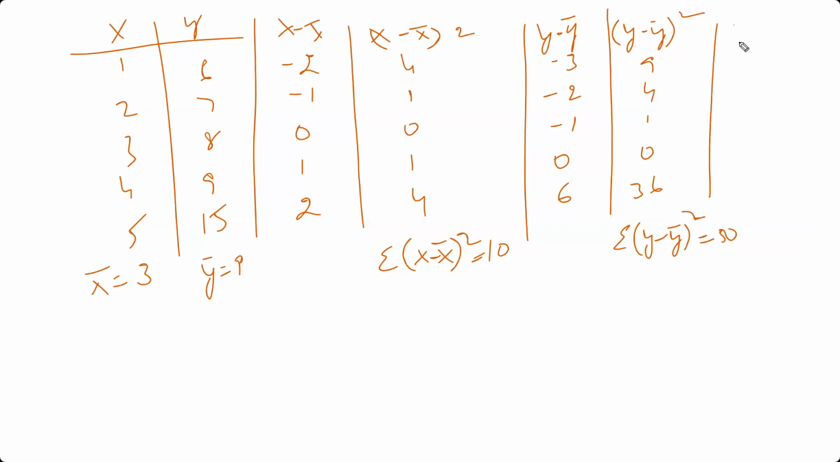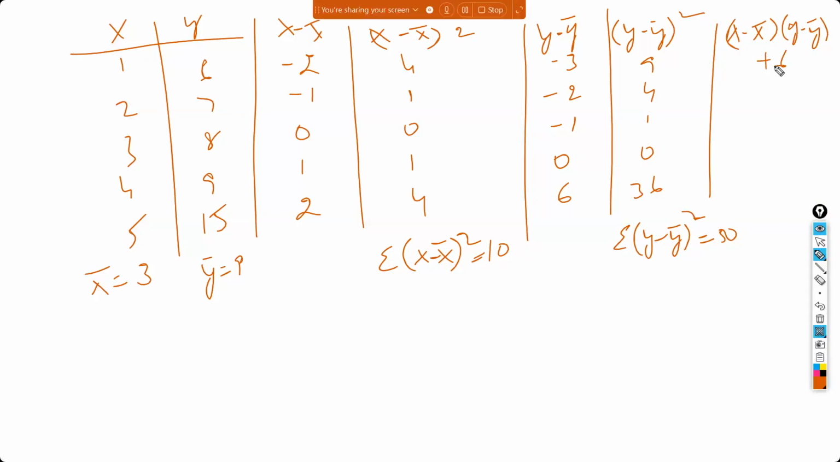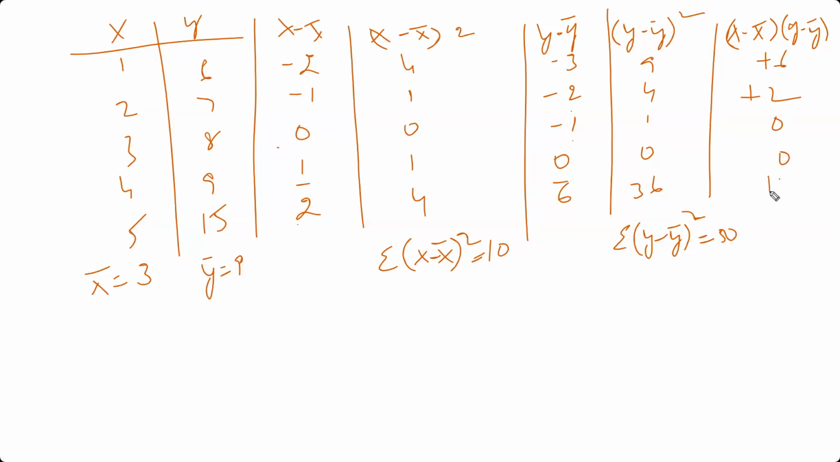Now, I'm going to calculate (x minus x bar) into (y minus y bar). That is minus 2 into minus 3, that is plus 6. Minus 1 into minus 2, plus 2. 0 into minus 1, 0. 1 into 0, 0. 2 into 6, 12. So the sum of (x minus x bar) into (y minus y bar) for this column is 20.